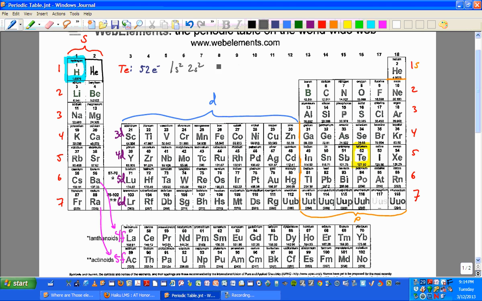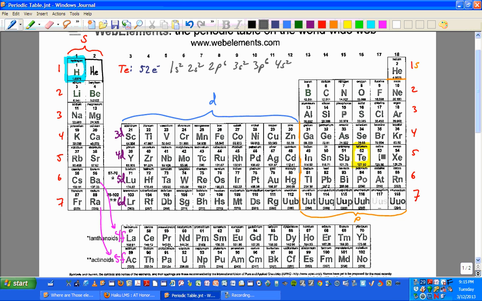1s2, 2s2, 2p6, 3s2, 3p6, 4s2. This is where I have to be careful. 4s2 takes me down to here, right? I just went through the first three rows. I know that I'm going all the way down to the fifth row. I'm going to end at 5p1, 2, 3, 4. So I'm going to keep going until I get to 5p4, and then I'm going to stop. That's my stopping point, 5p4.